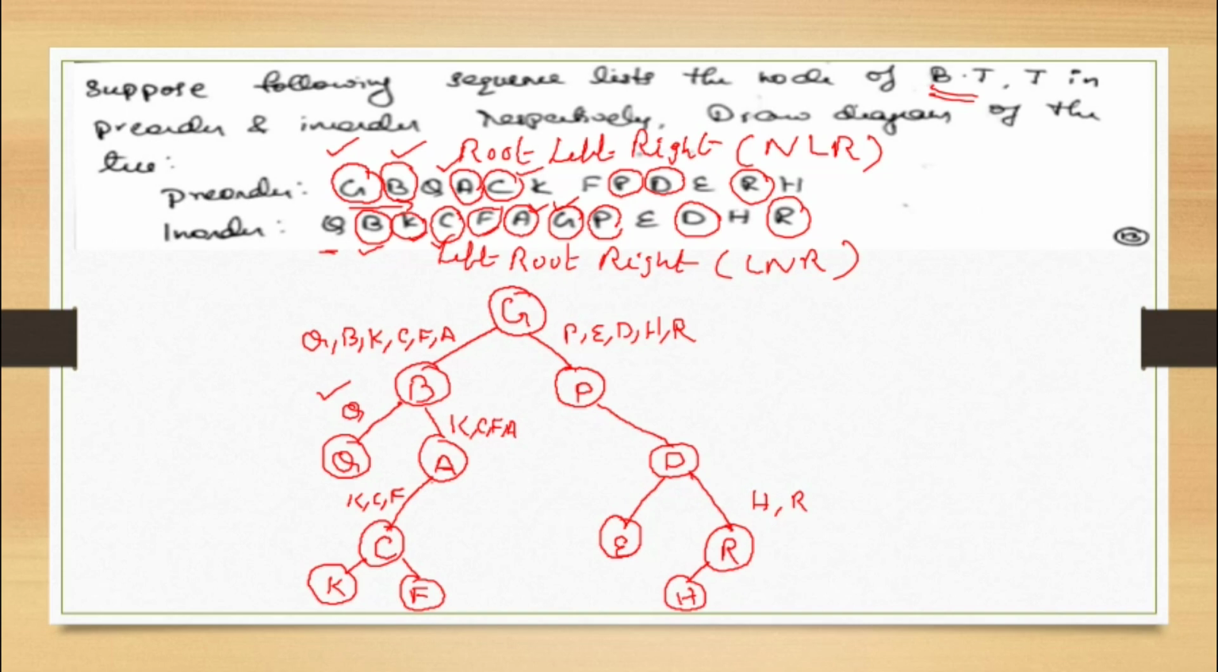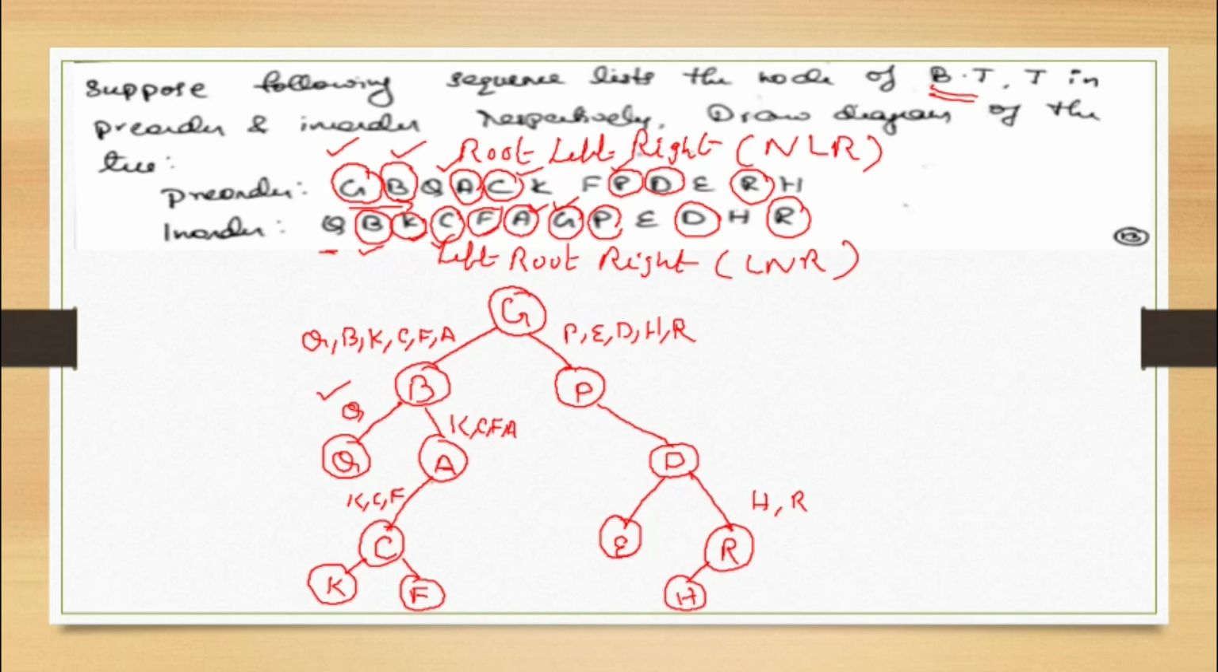Next we will come to the right subtree. In the right subtree we have PEDHR. I need to see what comes first in these elements only. P comes first there, so P is the root. I'll mark that also.